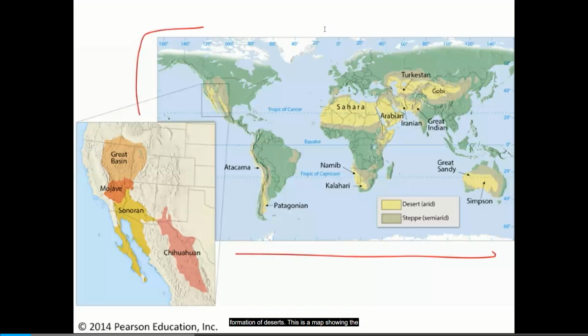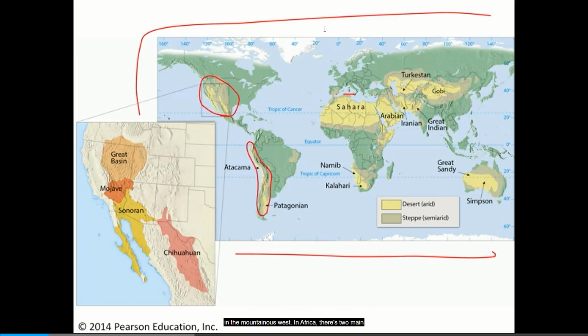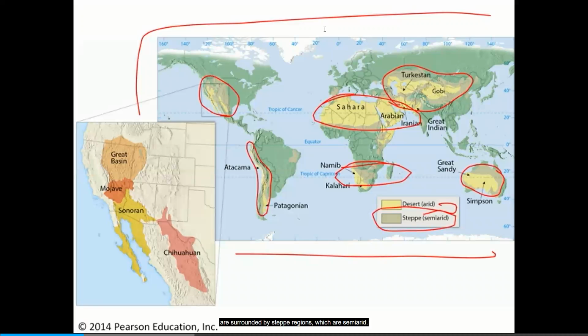This is a map showing the distribution of desert lands around Earth's surface. You'll notice that in the Americas, they tend to be located in the mountainous west. In Africa, there's two main belts, one in the north, one in the south. In the middle of Australia and in the middle of Eurasia, there are also very large desert regions. In every place, the desert regions are surrounded by steppe regions, which are semi-arid.